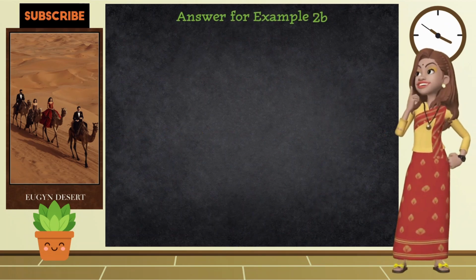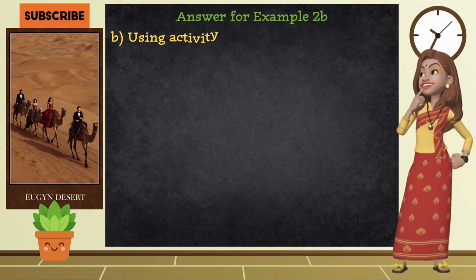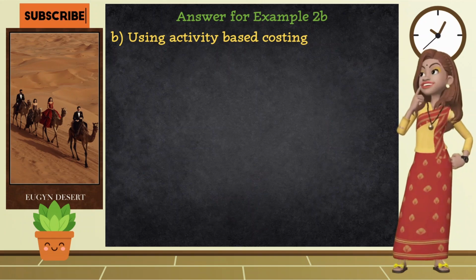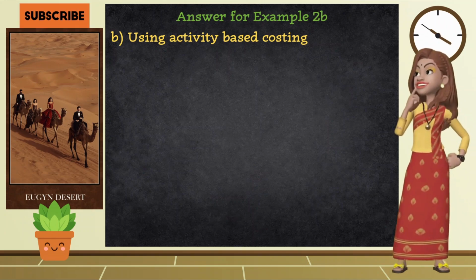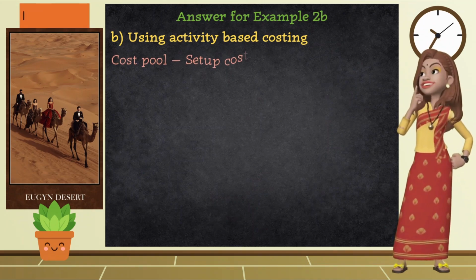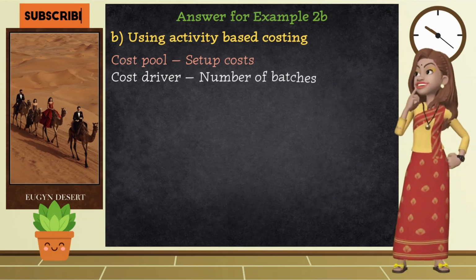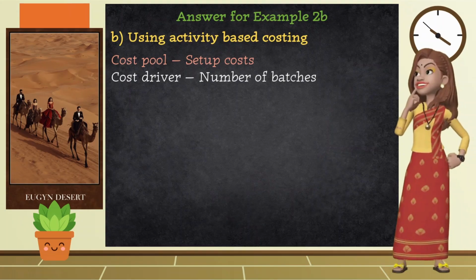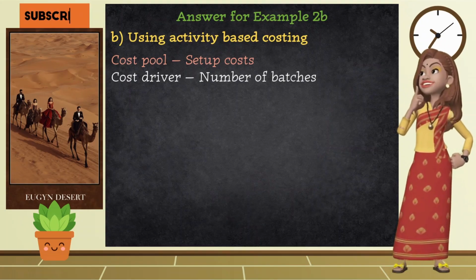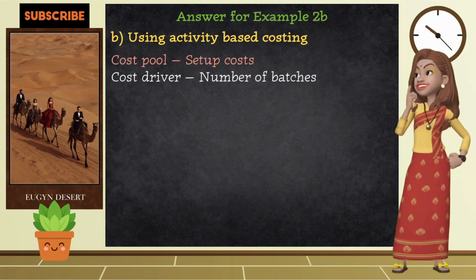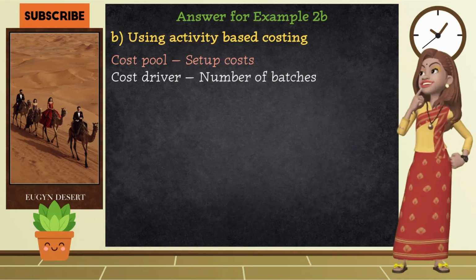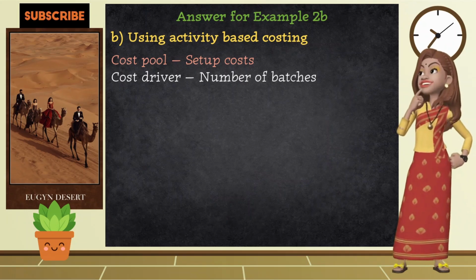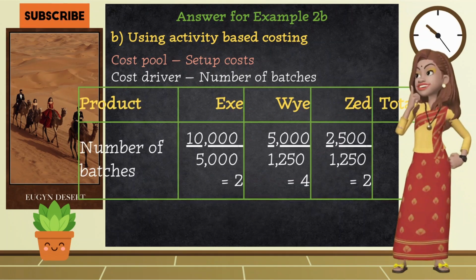Answer for example 2, part B. Using activity-based costing, first we'll need to identify the cost driver for the cost pool and calculate the cost driver rate. For the first cost pool, setup costs, the cost driver based on the information provided is the number of batches. We need to calculate the total number of batches for the 3 products. To calculate the number of batches, we take the total production units divided by the batch size. The batch size refers to the number of units in one batch.